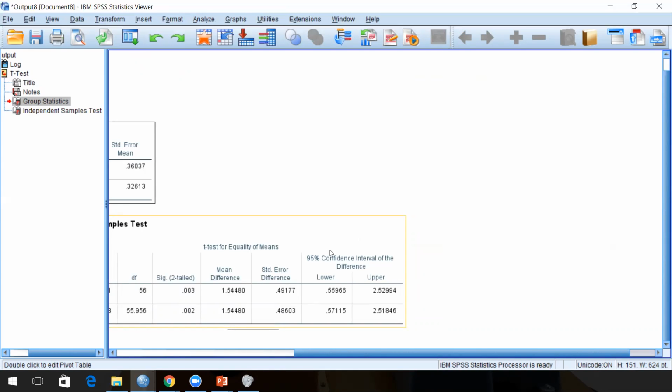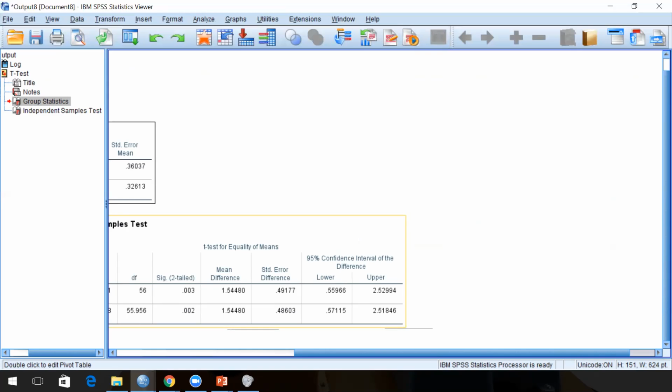If we look over our 95% confidence interval, it actually confirms that too. It's a confidence interval around the mean difference in the two groups. We see a lower of 0.55966, an upper of 2.52994. All that's saying is that we're 95% confident that the mean difference in the changes that we see in the treatment group and the control group, we got a 1.54480 in the sample.